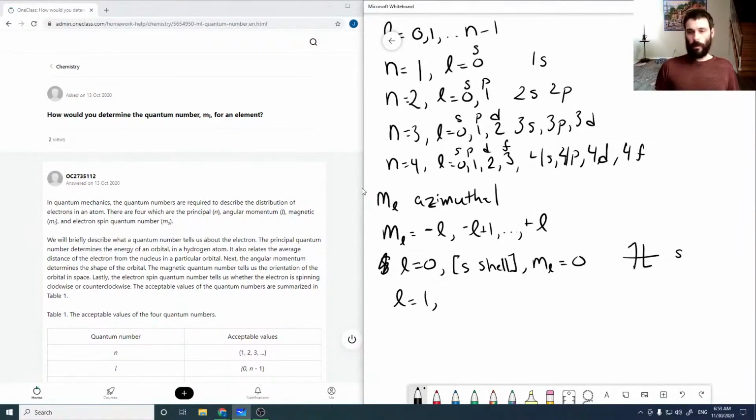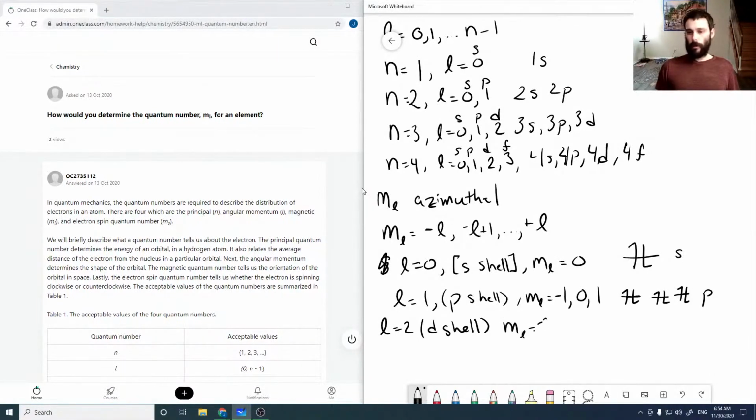And in an L equals 1 shell, so a P shell, ML equals -1, 0, or 1. That's the reason why we get 3 P shells, each being able to hold 2 electrons for a total of 6 electrons. And an L equals 2 shell or a D shell, we have ML equals -2, -1, 0, 1, 2. That's the reason we get 5, which can hold a total of 10.